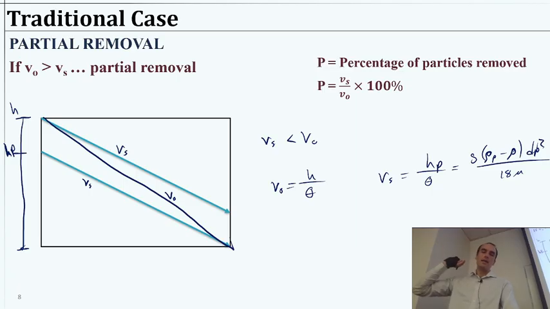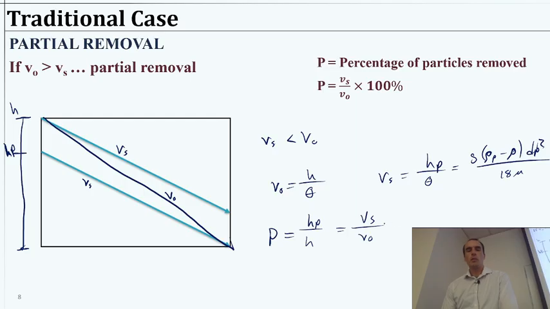So if we take a look at the speed at which a given particle travels, and we have some information about that, and we compare that to our V naught, the percentage removed will simply be, just as we see over here, HP over H, or we can write it as Vs over V naught. We're going to multiply it by 100% to get it into percent.